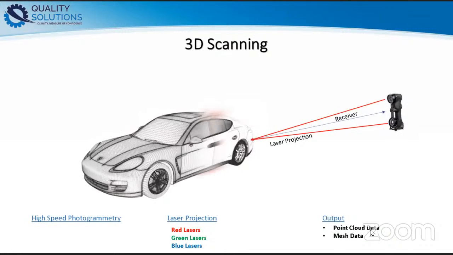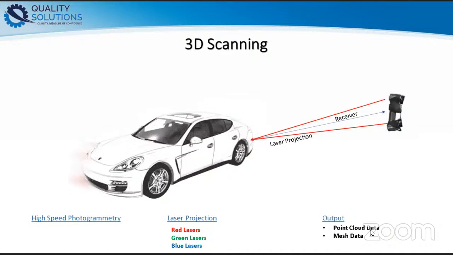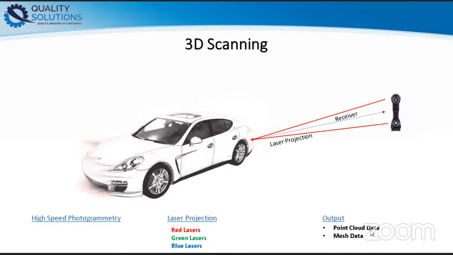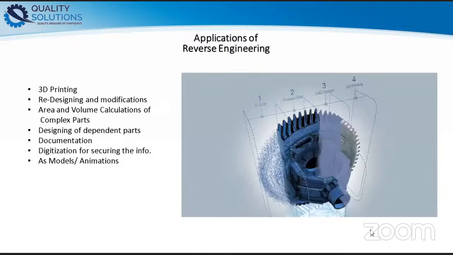There is software that comes along with the 3D scanner that will automatically convert the point cloud data into mesh data and give us the live mesh result while we are scanning the object. There are various applications used in reverse engineering and for many other purposes as well.